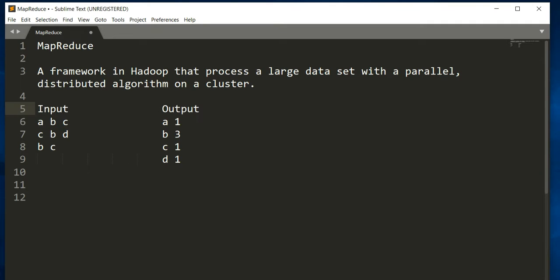Although this is a very small data set, in reality we are going to have a very large data set. So let's say we can analyze the log files, and we can tell how many errors happened in the log file in a day. So now let's move on to actually seeing how it happens.